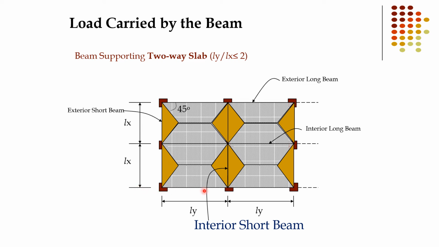Now I will discuss how to take the load for the analysis of the beam, and how to calculate the triangular area load and apply the load on the beam for the design of the beam. First of all, for the interior short beam, I will just select this panel. This total length is Lx and the half length will be Lx by 2.